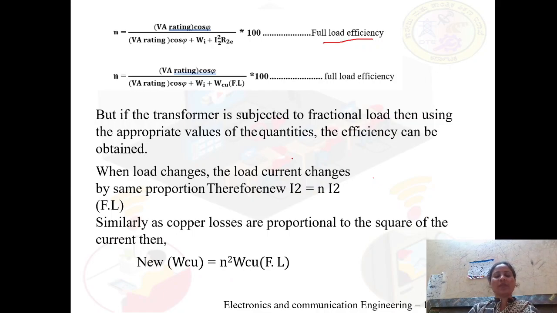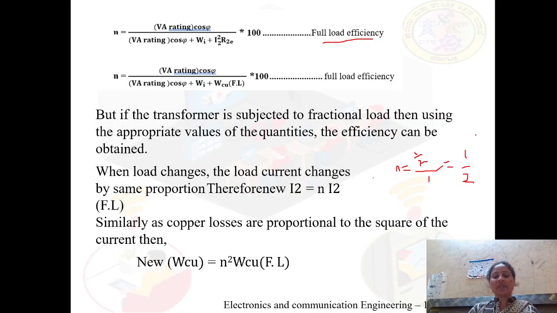The fractional part can be calculated as actual load divided by the full load. Suppose we are connecting 50% of the load, then the fractional part, let us represent it as N or X, would be equal to the actual load we are connecting, 50%, that is 1 divided by 2, and the whole divided by full load, which is once. So it will be equal to half for the 50% of the load.